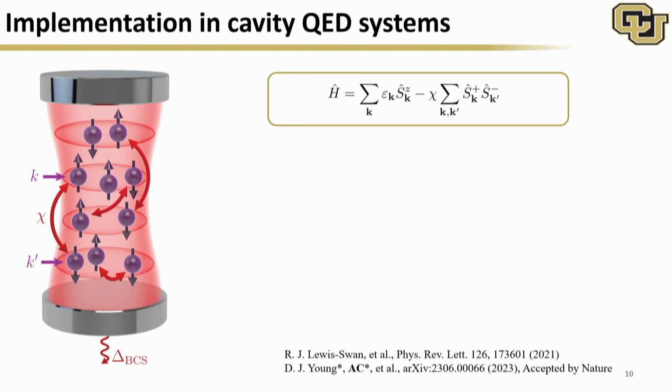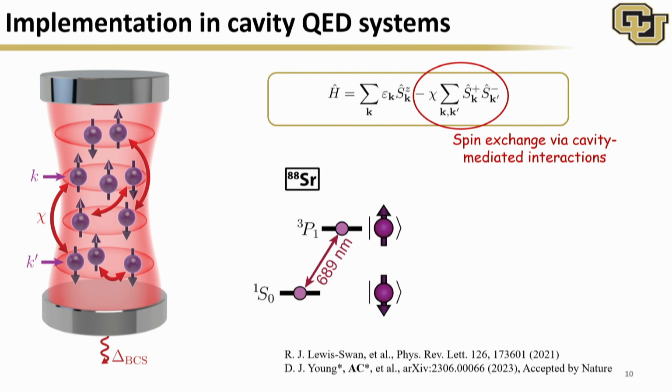So now I would like to introduce how we implement this BCS model in a cavity QED system. First, I would like to introduce the spin exchange interaction term. So we engineer cavity-mediated interactions. Here we are using strontium-88 atoms, which feature a narrow transition between the 1S0 and 3P1 states. And we define the 1S0 state as spin down and the 3P1 state as spin up.